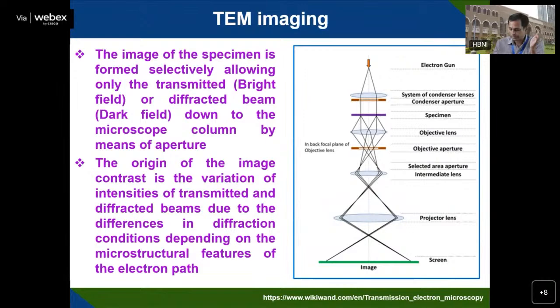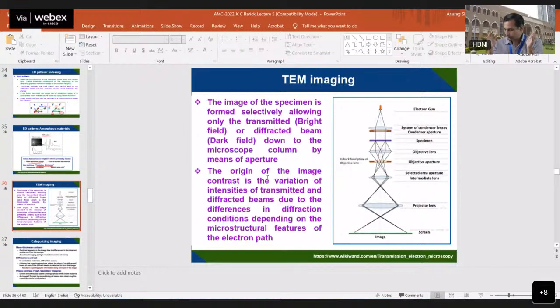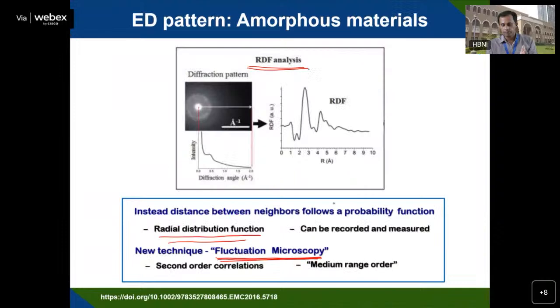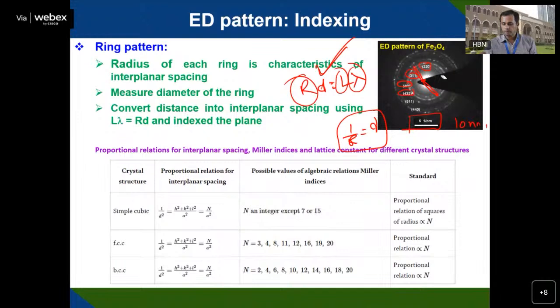So far, what I have discussed is mainly the diffraction pattern of TEM microscopy. The diffraction will give you the lattice structure, whether it is, which plane is oriented to the electron beam, and you can even analyze the particular phase formed. One example I have shown here: this is a Fe3O4 diffraction pattern. You can identify each plane, and then you can determine the final crystal structure.